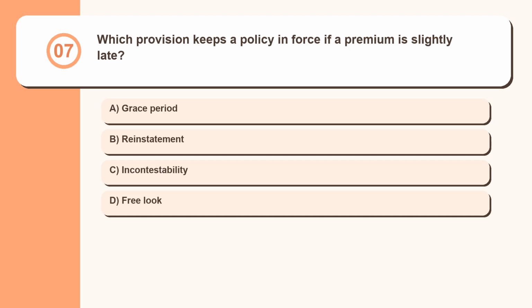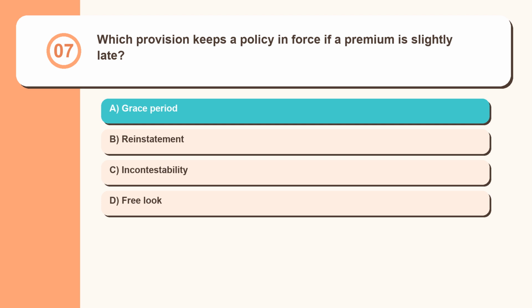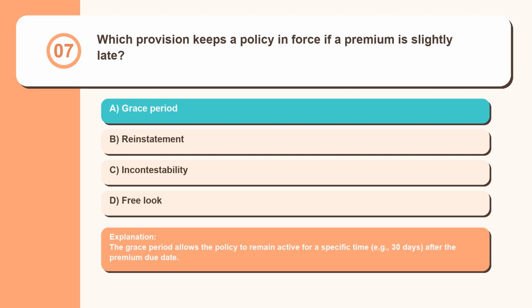Question 7. Which provision keeps a policy in force if a premium is slightly late? Grace period, reinstatement, incontestability, free look. The grace period allows the policy to remain active for a specific time, example 30 days, after the premium due date.